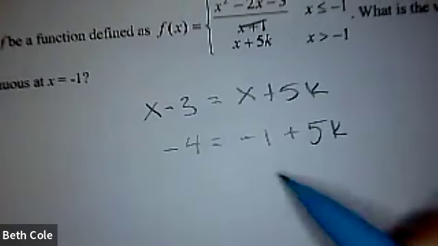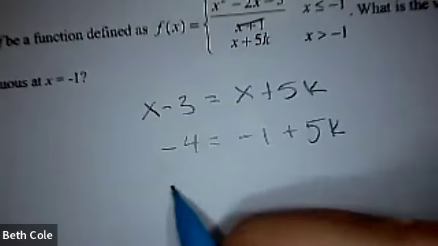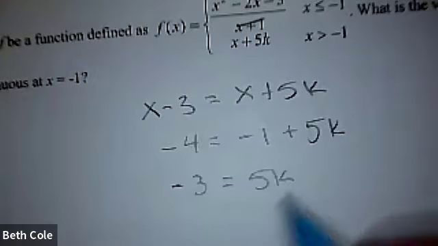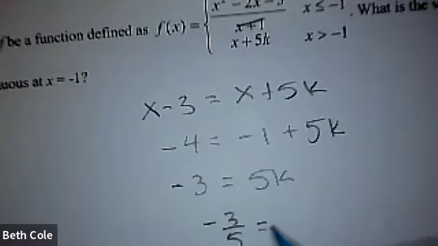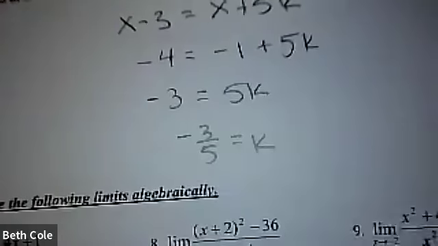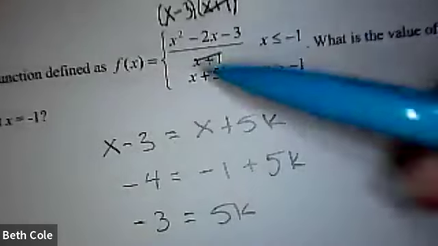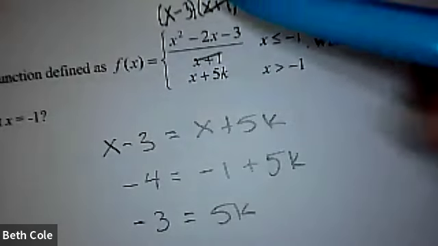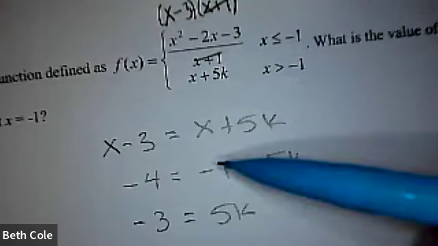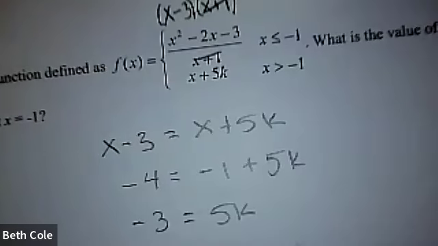And then last step, we're just going to solve it. If you add over the 1, that's going to give you -3, and then divide by 5. So -3/5 is what we get there. So we factored and canceled out. We set the two parts equal because we want it to be continuous at -1. Then we plugged in -1 for x and did a little bit of algebra there.